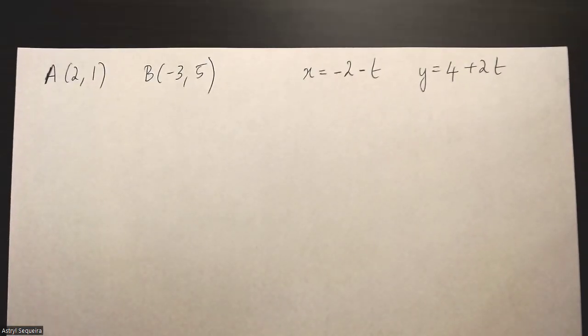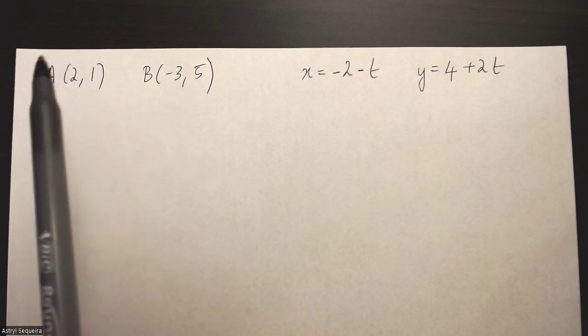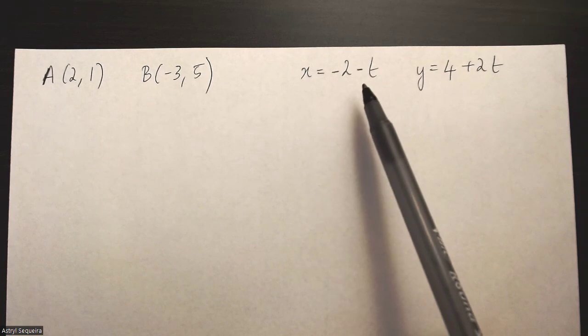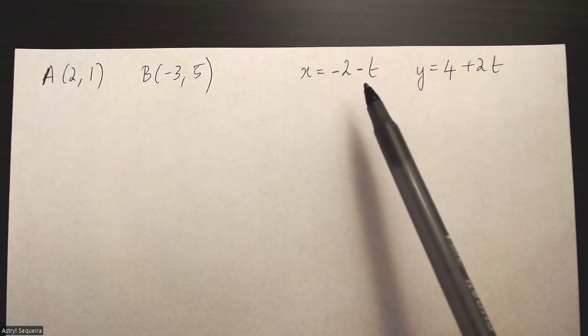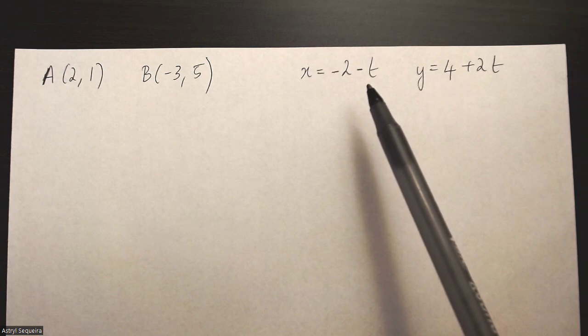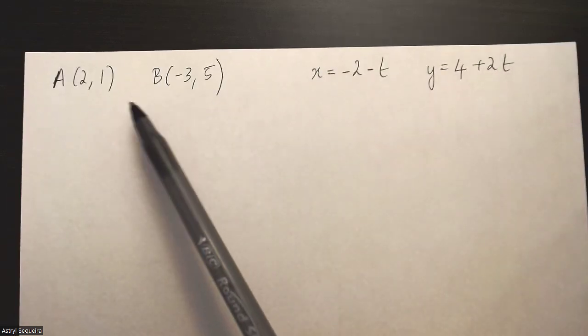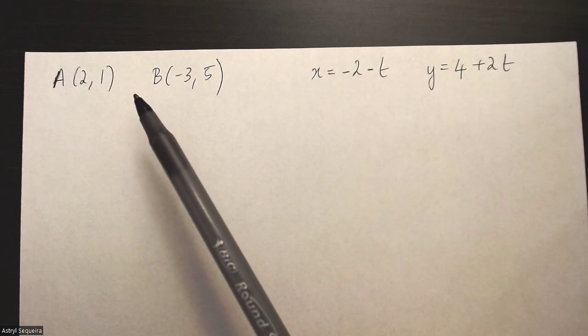All right, in this video, we are given 2 points over here. And in the second question, we are given a parametric equation. And we need to determine 2 possible vector equations for these 2 different problems. Let's start with taking a look at the first problem.